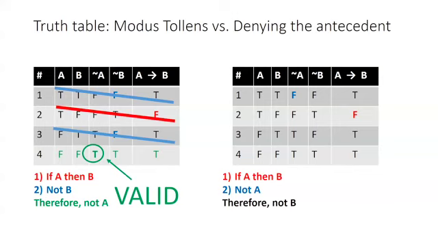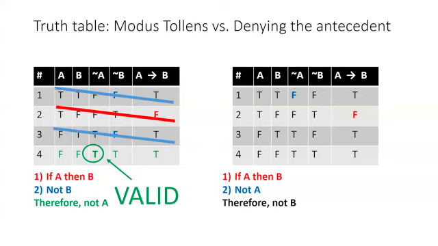Okay, so now we're going to compare modus tollens, which was a valid argument form, as we just showed, with denying the antecedent, which is a fallacy. So we have our modus tollens on the left side here. And on the right side, we have the truth table prepared for the form of denying the antecedent, right? And it goes if A then B, not A, right? Again, A is the antecedent, and we're denying it in the second premise. Therefore, not B.